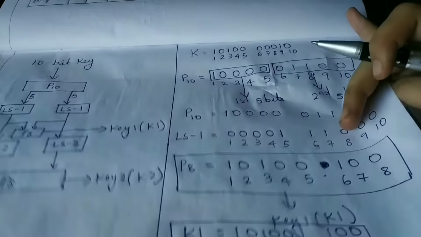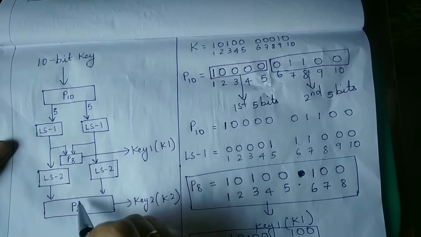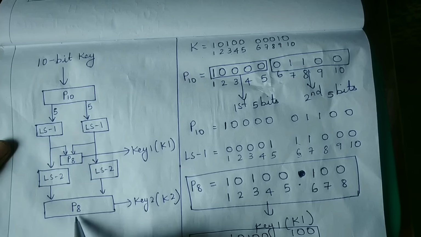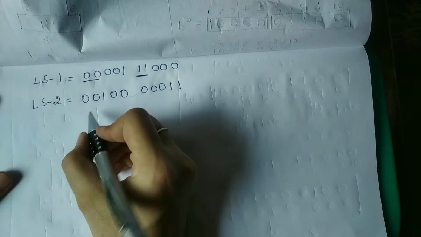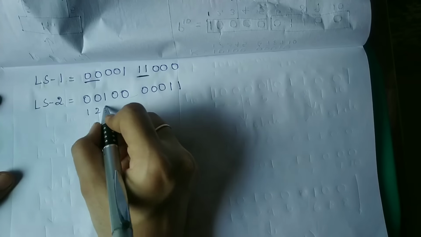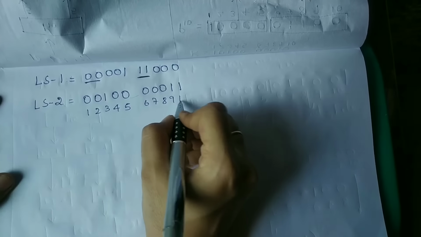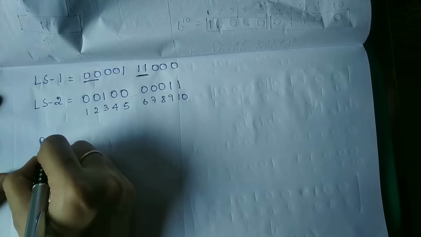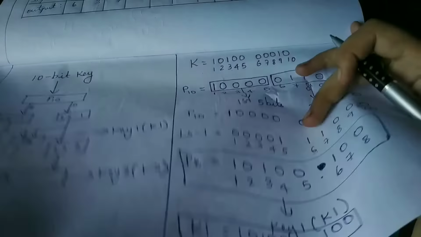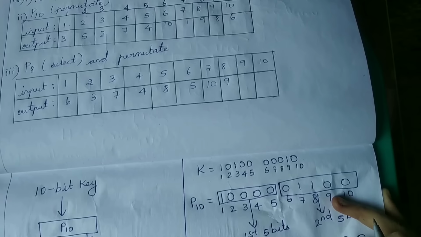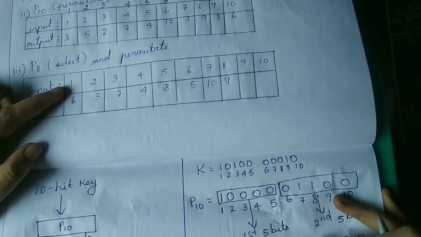After that step, we must permutate using the inputs and outputs of P8. So first let us number this starting from 1. 1, 2, 3, 4, 5, 6, 7, 8, 9 and 10. So P8 is equal to, if you look at the P8's table, 6 to 1.